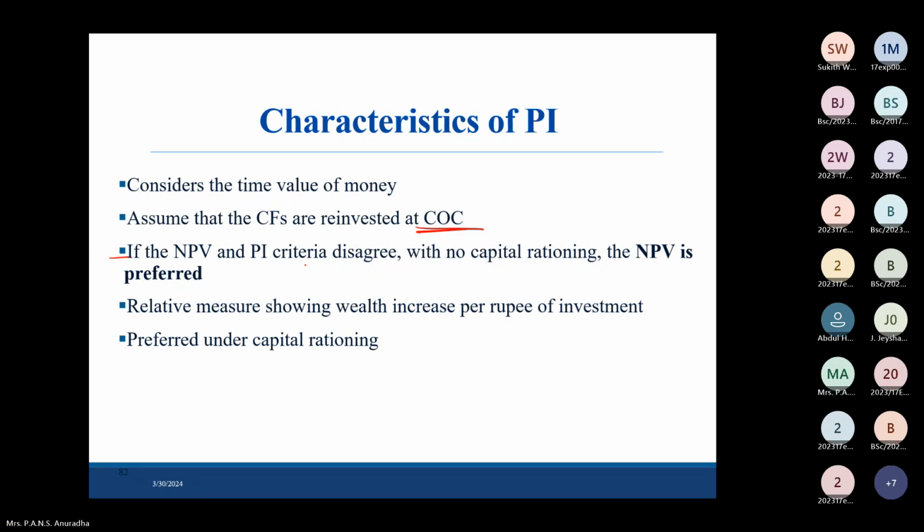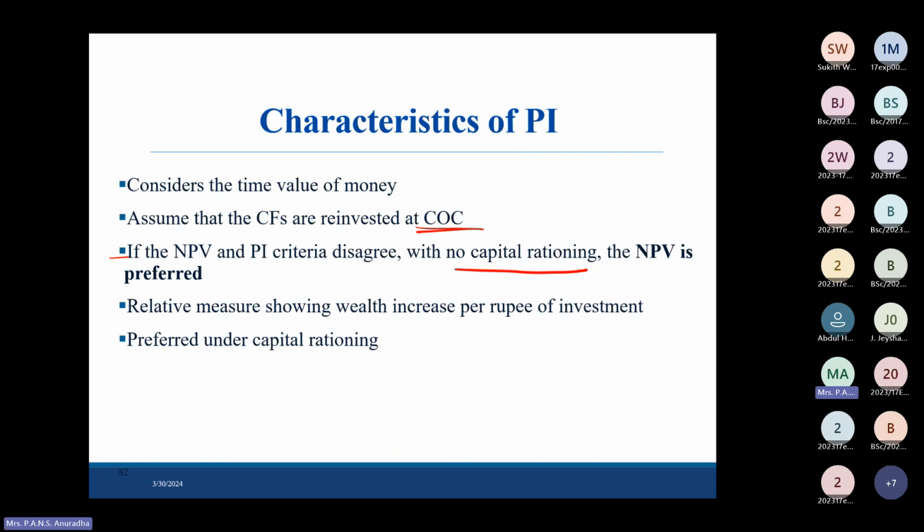Third bullet: if the NPV and PI criteria disagree at a particular point, if there is a disagreement between the NPV and the profitability index, you can go with the NPV. It is conceptually a fundamentally very strong criterion, but only if there is no capital rationing. What is this capital rationing? A fund constraint. Suppose you have 5 projects, all with positive NPVs, but your budget or funds are limited. You cannot accept all because your investment budget is limited.